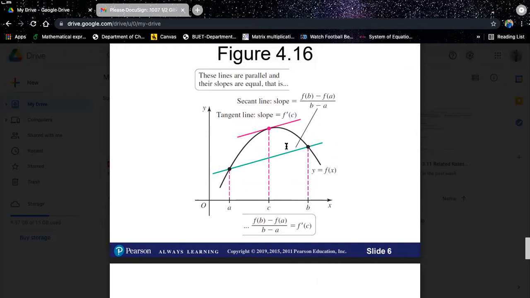If you pick any angle, whether it's the angle from the secant line or from the tangent line, you'll get the same result. That's why the slopes are equal.